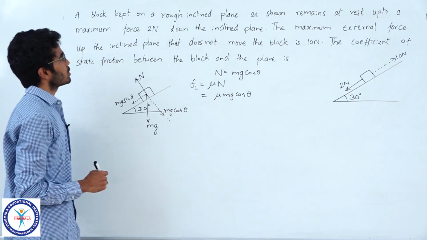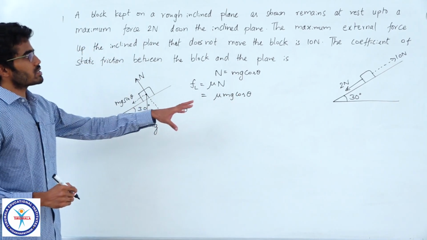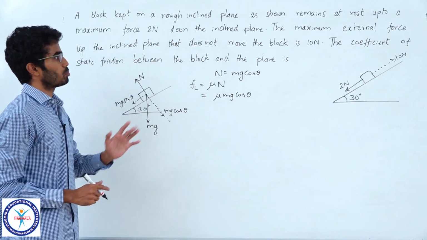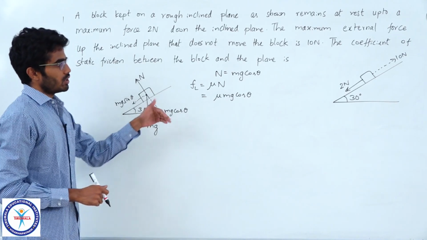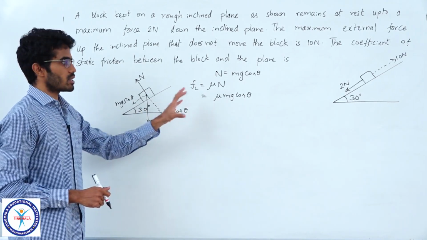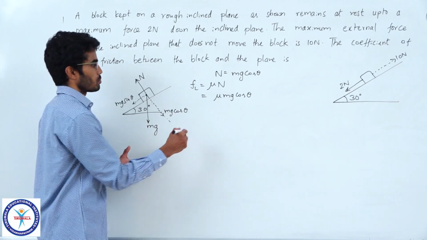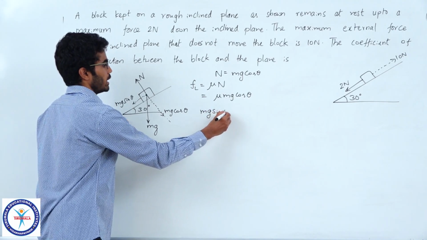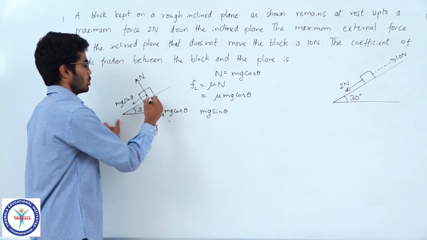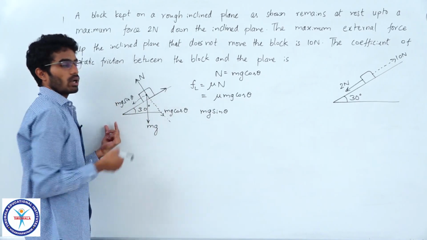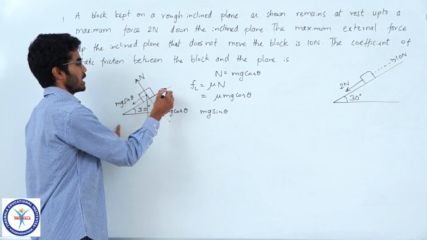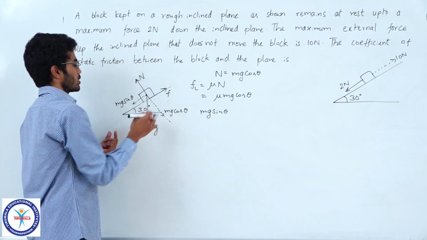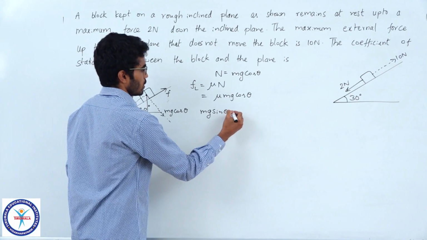Now, let us look at the question. It remains at rest up to a maximum force of 2 newton down the inclined plane. So, even if 2 newtons are applied down the plane, it is remaining at rest. That means, what do you understand from this? This force, mg sin theta, down the plane is not sufficient to pull the block downwards, because the limiting friction is of higher value. So, in this case, the friction will be mg sin theta.